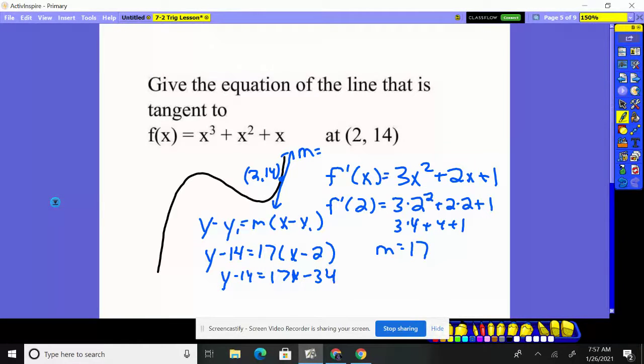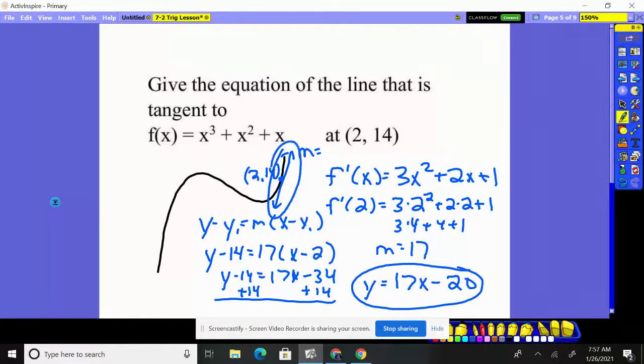Distribute through. That's 34. I think we have enough room. I'll do it right here. Y equals 17x minus 20. That is the equation of that tangent line.